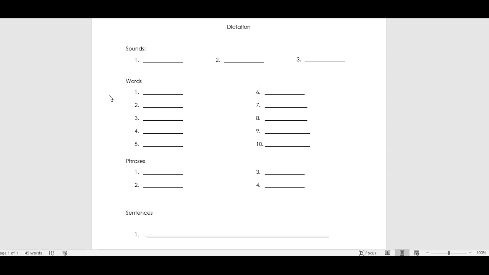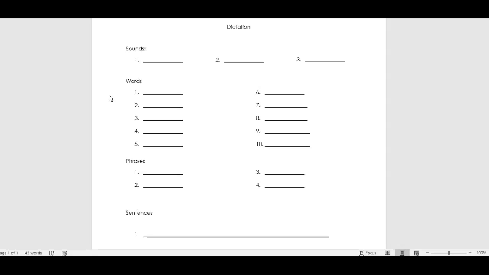Number nine, say frantic. Tap out the syllables in frantic. What's the first syllable in frantic? Write that down. What's the second syllable in frantic? Write that down. Read back through. You should have frantic.